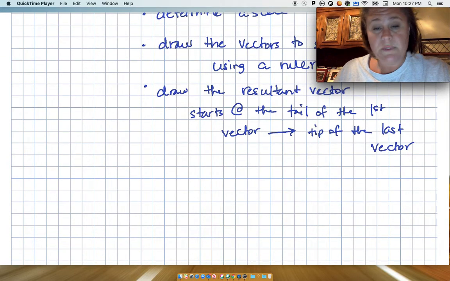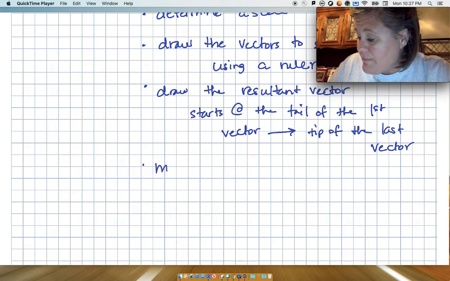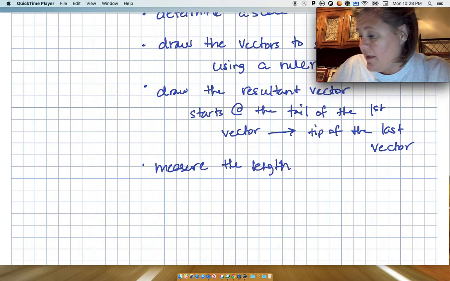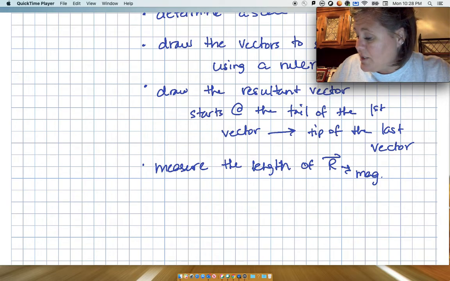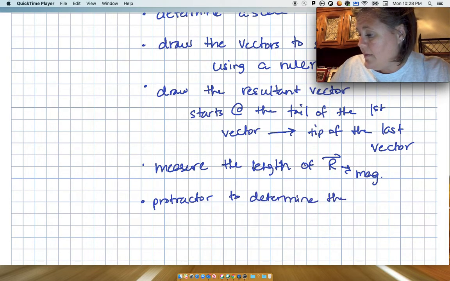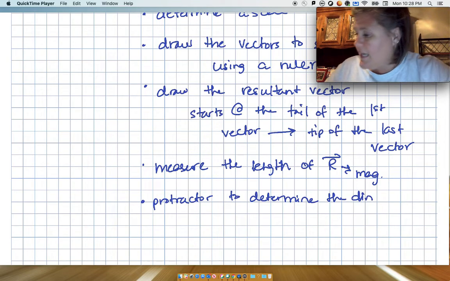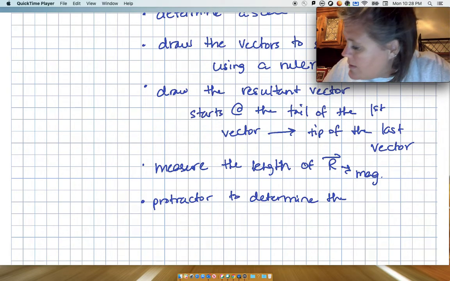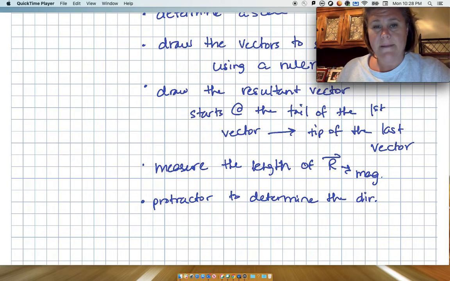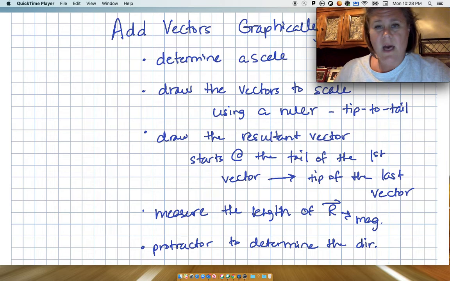Then you need to measure the length of the resultant vector, and that tells you the magnitude of the resultant vector. And then you need to use a protractor to determine the direction. Those are the steps of adding vectors graphically, and I'm going to show you a problem in the next video.